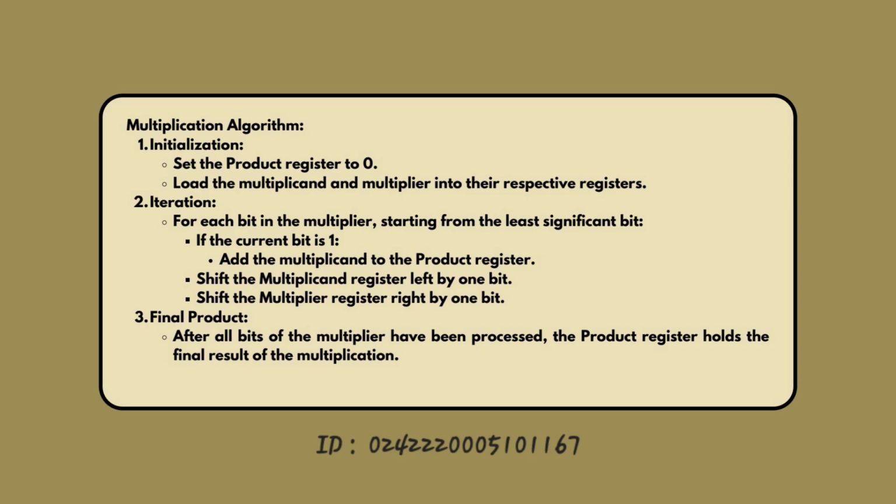And point 3. Final product. After all bits of the multiplier have been processed, the product register holds the final result of the multiplication. Visual representation. Multiplicand register 64 bits, ALU 64 bits, product register 64 bits, and the last one is multiplier register 32 bits.